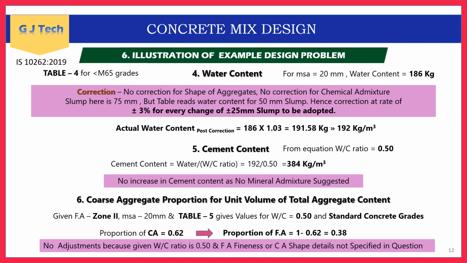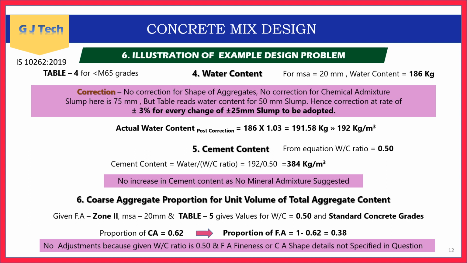There are corrections to be applied for water content, that is, corrections for angularity of aggregates if rounded aggregates are present. There are no rounded aggregates, so no corrections, and no chemical admixtures used. So there won't be any reduction of water content, or any correction for chemical admixture. And the third type of correction is only the correction for slump.